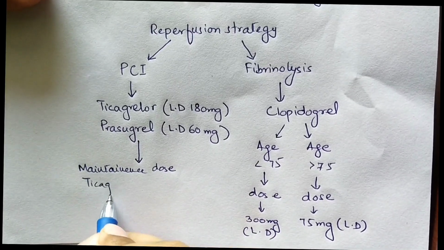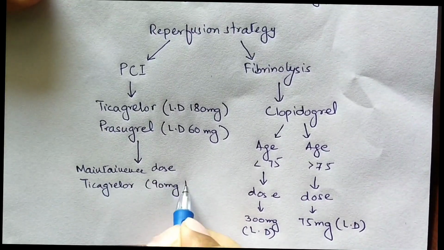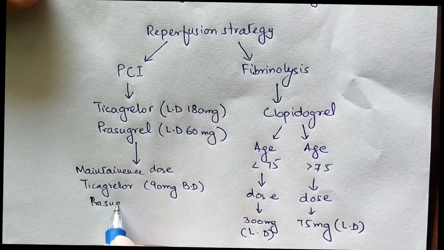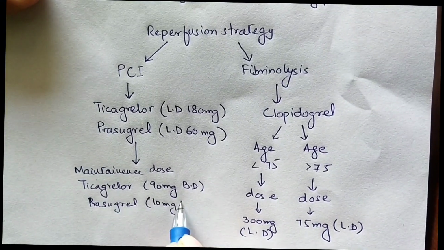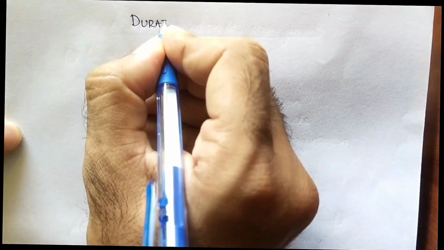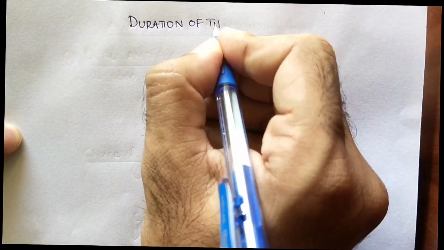For the maintenance dose of ticagrelor and prasugrel, we will give a maintenance dose of 90 milligrams twice a day in ticagrelor, and in the case of prasugrel, the maintenance dose will be 10 milligrams OD.